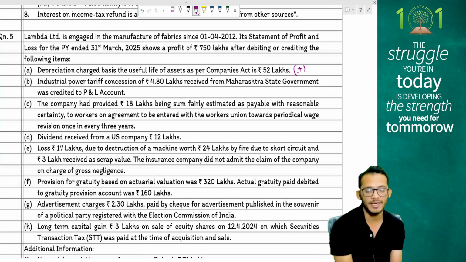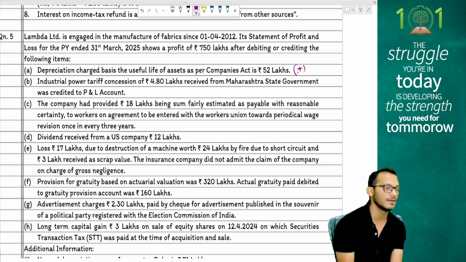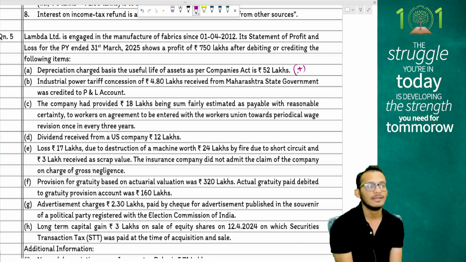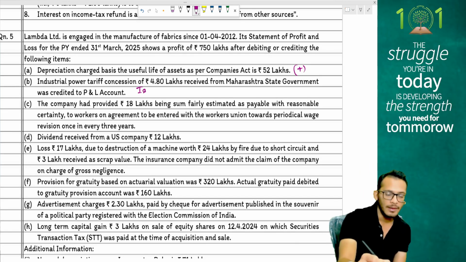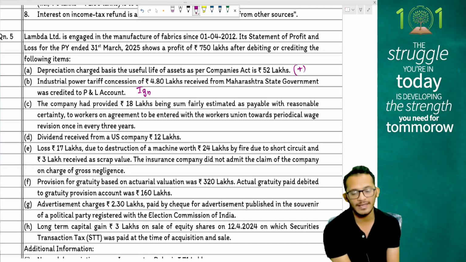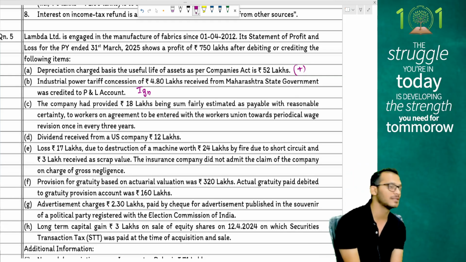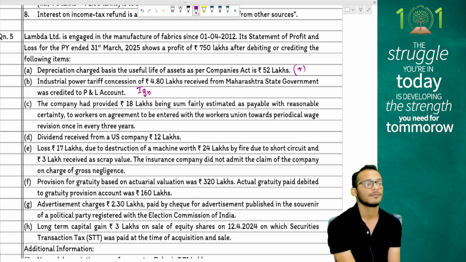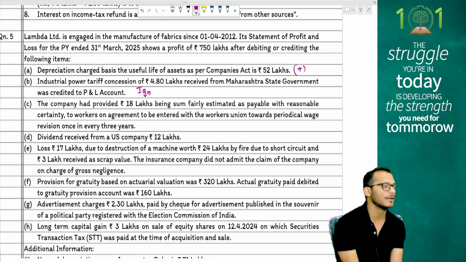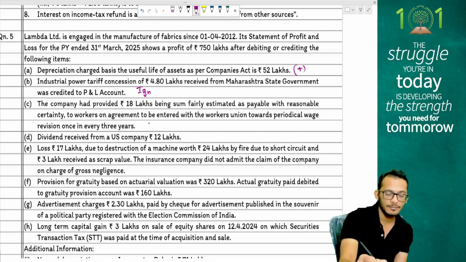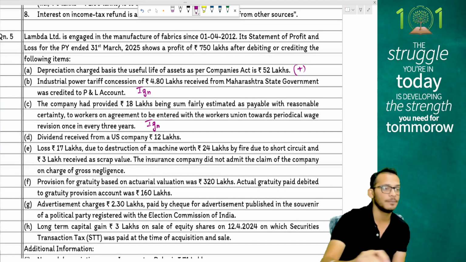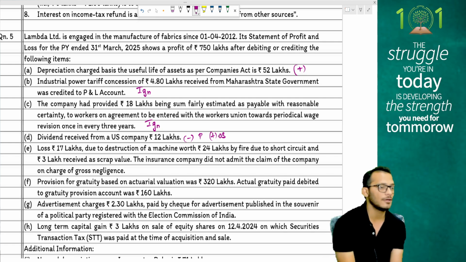Industrial power tariff of 4.8 lakhs received from Maharashtra government is credited to P&L. Received a grant there in P&L, should be there in P&L, therefore ignore. Company has provided 18 lakhs being sum fairly estimated as payable with workers' certainty on agreement for workers' union for periodical wage revision. Provision created for ascertained liabilities not triggered in 43B, therefore ignore. Dividend received from US company 12 lakhs minus 2 PGBP, add to IFOS.